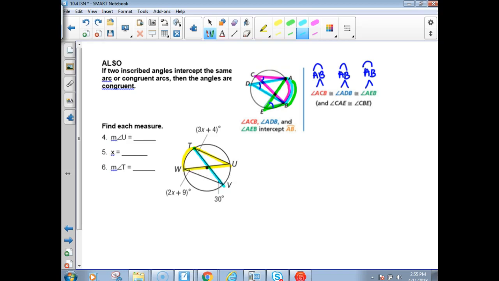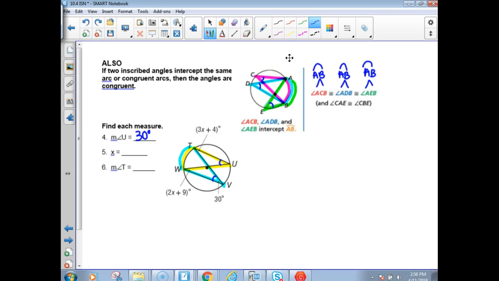Because it intercepts that same arc, we know those angles are equal. So if this is 30, then angle U is also 30 degrees. Now you might want to notice how all these lines intersect. These two angles are on the same side, if you will. They meet up at this same arc.